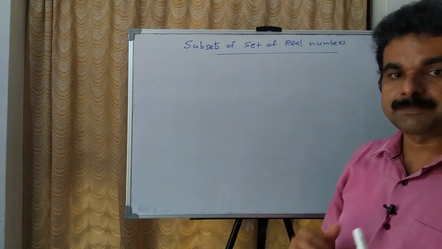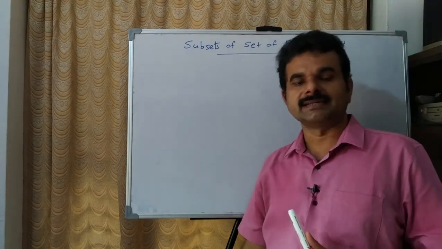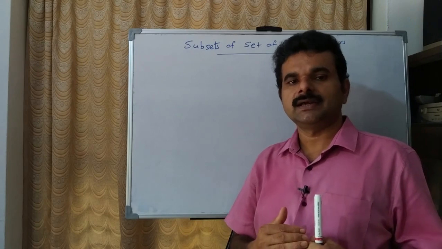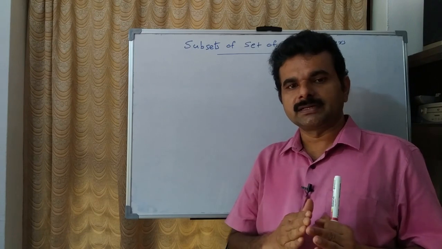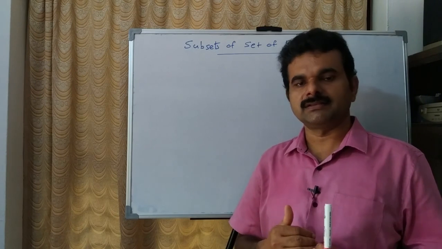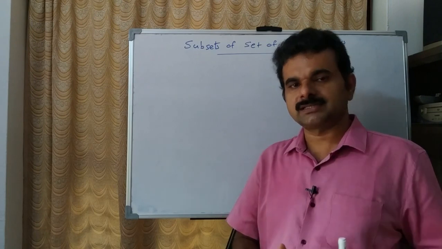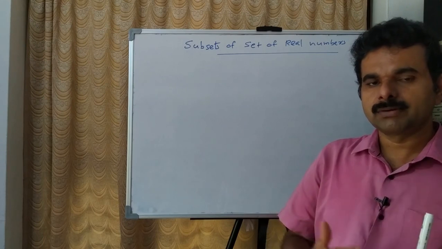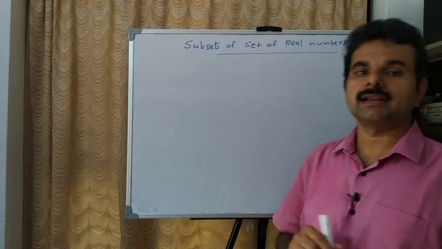Next, subsets of the set of real numbers. Then what are real numbers? I have said before, all the numbers we studied up to 10th are real numbers. Later, in 11th class we will study numbers that are not real. So the numbers which you learned up to 10th standard are real numbers. All real numbers can be placed on a straight line, which is called the number line, the real number line.